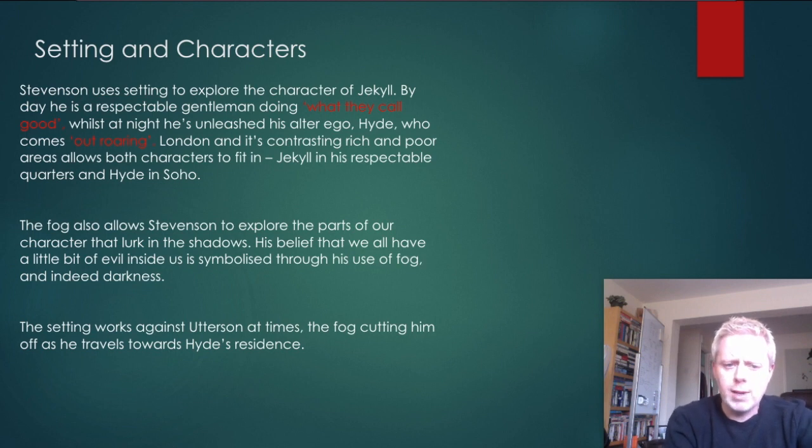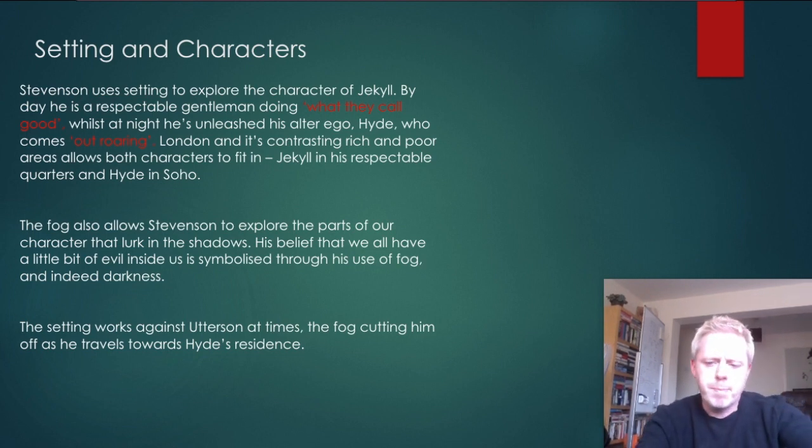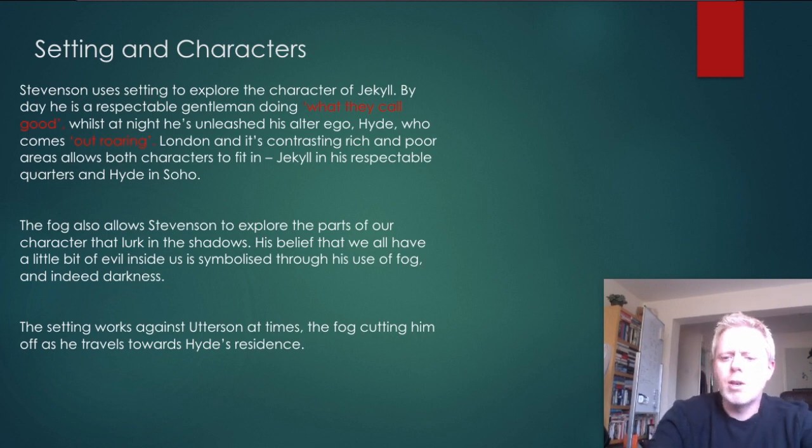The fog also allows Stevenson to explore the parts of our character that lurk in the shadows. His belief that we all have a little bit of evil inside us is symbolised through his use of fog, and indeed darkness. The setting works against Utterson at times, the fog cutting him off as he travels towards Hyde's residence. The fog is given a prowling, roaming quality, ominous almost, danger. One thing you can't do in fog is see clearly, so you can't see the characters clearly for who they are.